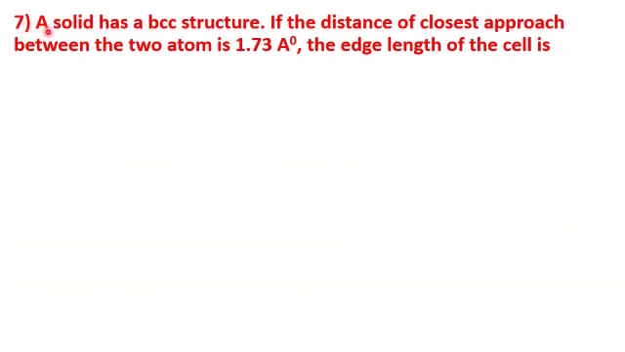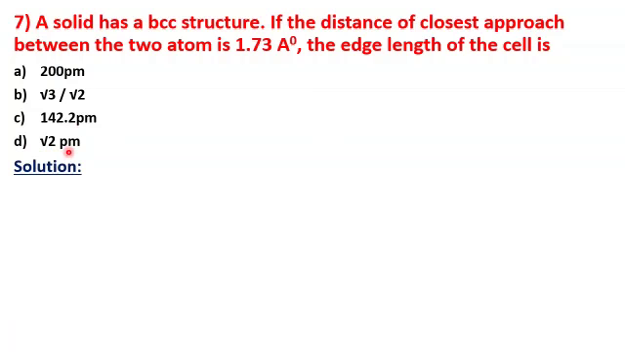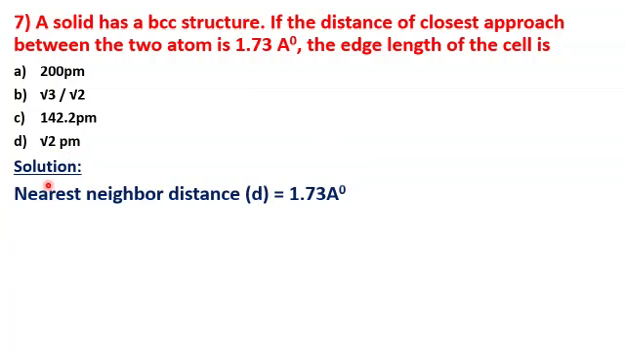Question number 7. A solid has a BCC structure. If the distance of closest approach between the two atoms is 1.73 angstrom, the edge length of the cell is: A, 200 picometer; B, root 3 by root 2; C, 142.2 picometer; D, root 2 picometer. Let us see the solution for this.